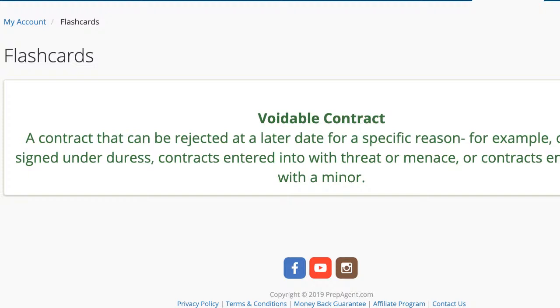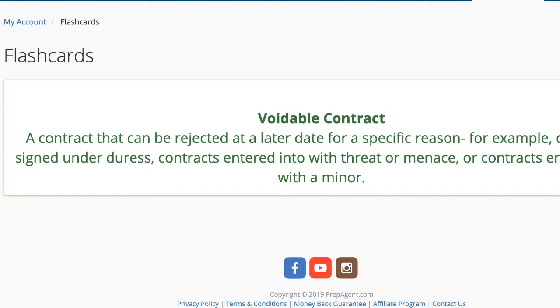If a contract does not have one of those four essentials, what does that make the status of the contract? And the answer is void. Void. Good.